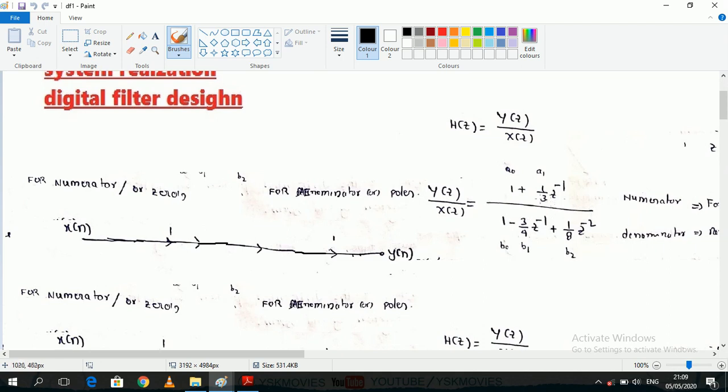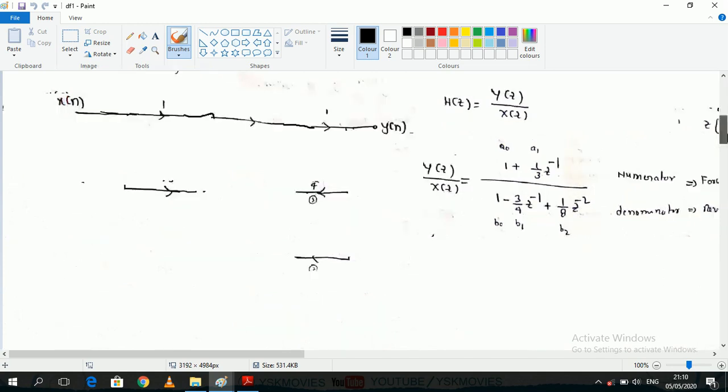By observing this, we simply draw a line. First step, we have to draw a line and put x of n on the left side and y of n on the right side, because I want to separate integrators for input and output. So first of all, left side input section x of n and right side y of n.